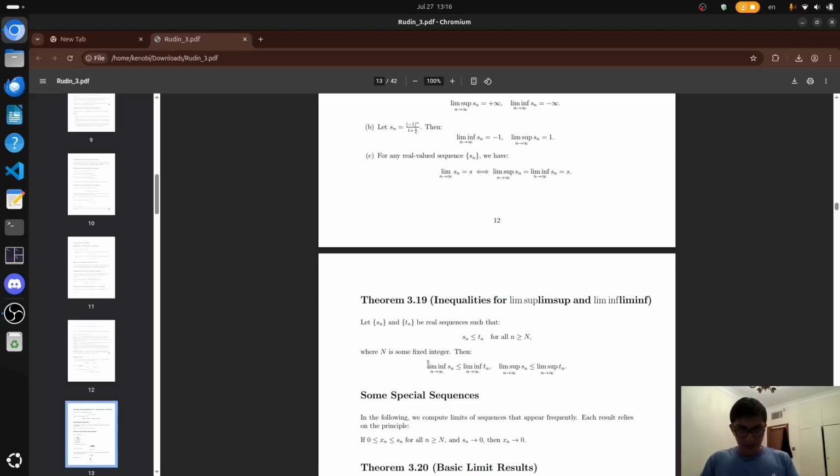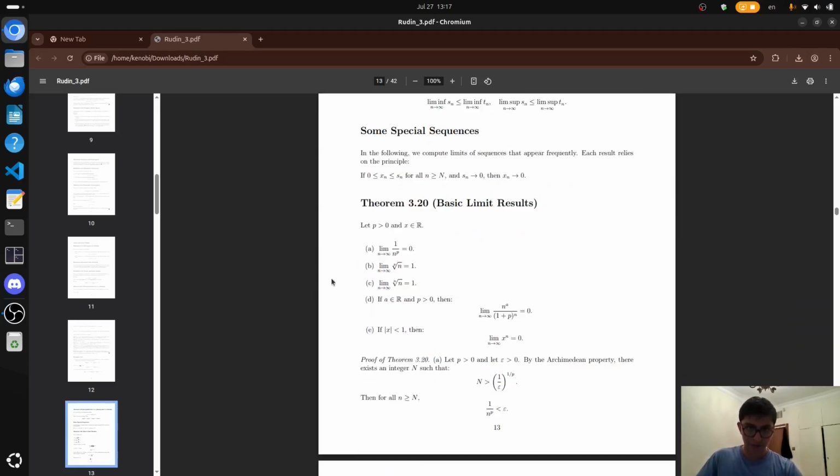And obviously you have the following theorem here: lim inf of Sn is less than or equal to lim inf of Tn when we have Sn less than or equal to Tn for all n greater than N, because everything is bigger or equal. So if you take the lowest limit, you're going to get less than or equal to, and the same thing over here.